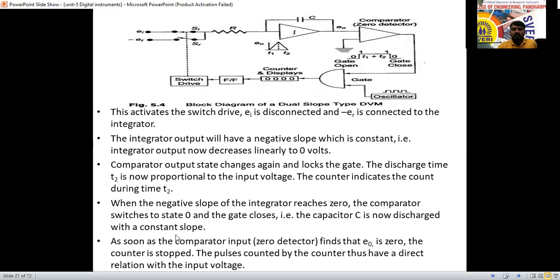As soon as the comparator input finds that E0, the output of the integrator, is 0 here now, the counter is stopped here now. The pulses counted by the counter thus have a direct relation to the input voltage here now.